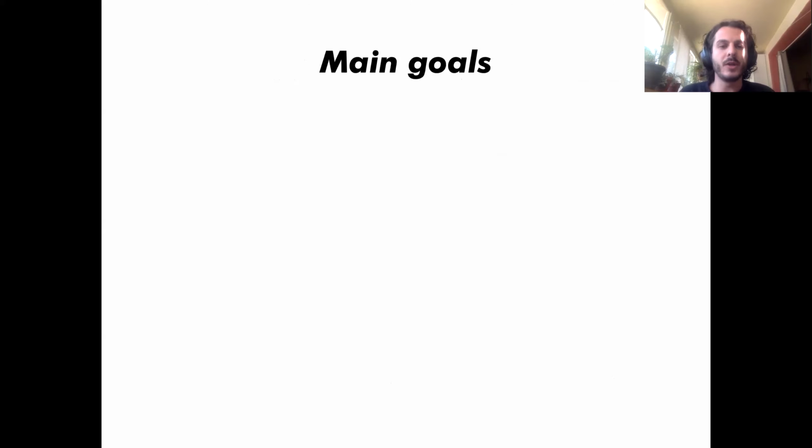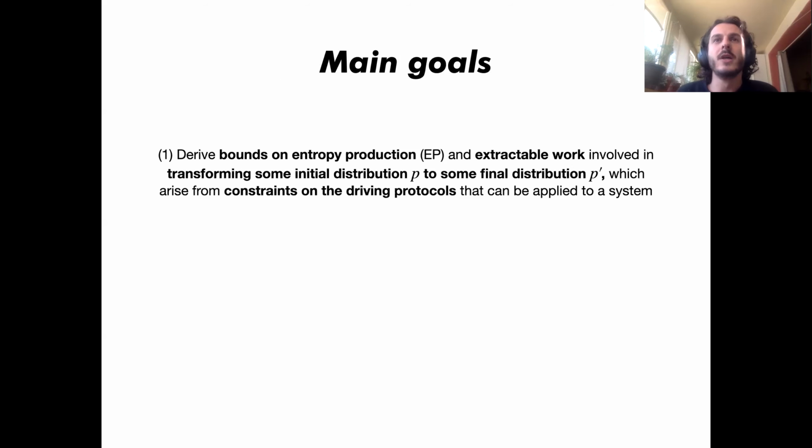Okay, so there's two main goals to this project. The first goal is to derive bounds on entropy production and on extractable work, which are involved in transforming some initial distribution P to some final distribution P prime. That's the basic setup we think about. And these bounds arise from constraints on the kind of driving protocols that one can apply to the system. This is primarily what I'll be talking about today, and I'll show you that we can use some ideas from information geometry and some other ideas to derive some interesting results here.